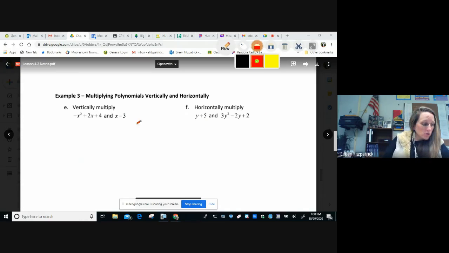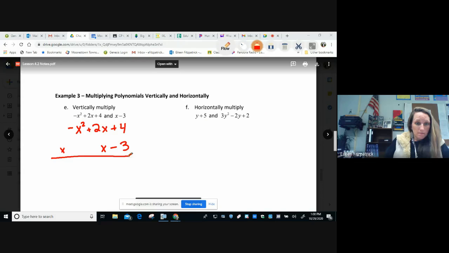All right, so to multiply vertically, you're going to write the trinomial first. The polynomial with more terms goes on top. And then you're going to multiply by x minus 3. So it's kind of like multiplication of numbers like we normally would. You're going to multiply these two together, then those two, then those two. Then you're going to multiply by x, x, and x, okay?